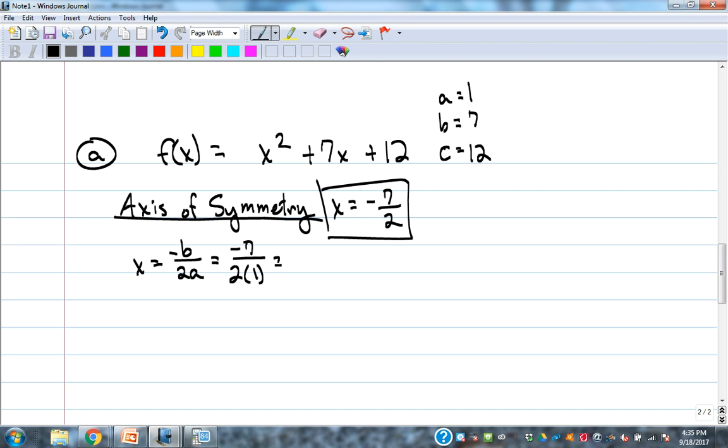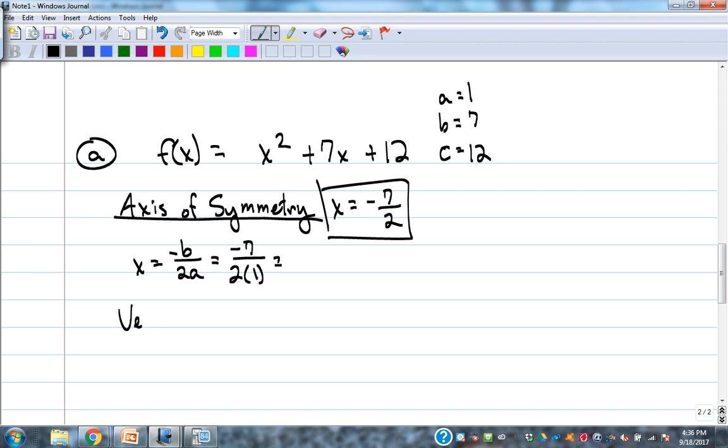That's what that means for axis of symmetry, is that we would have a parabola drawn here. There's a parabola. That line where it's folded is the axis of symmetry. That's what that means. Okay, so nothing fancy about that. It's just good old-fashioned math. So X equals -7 over 2.